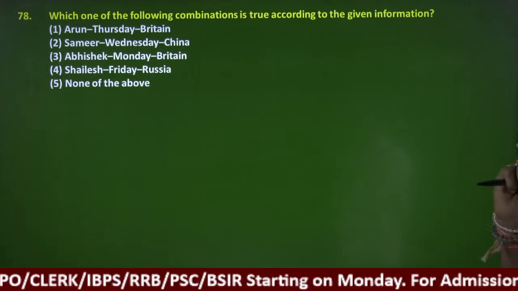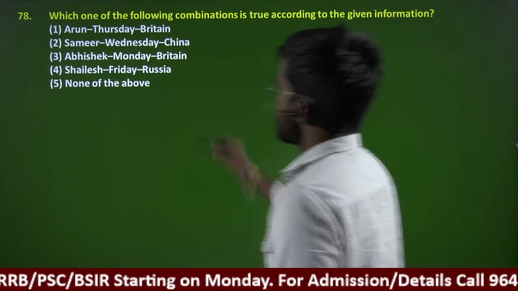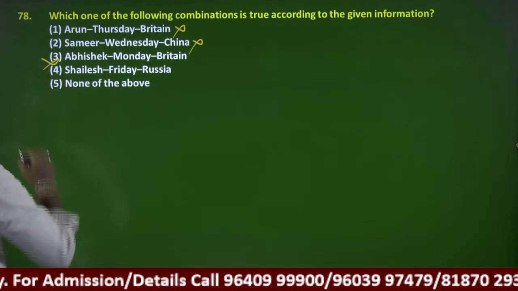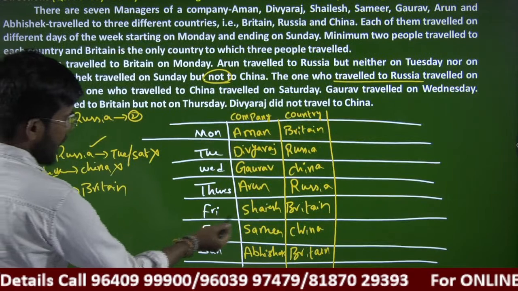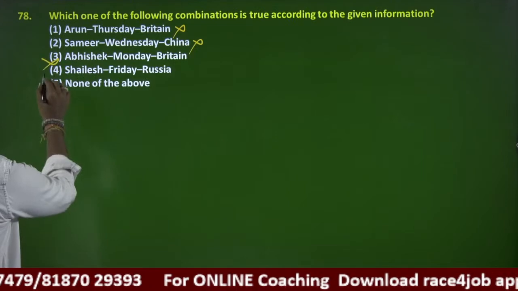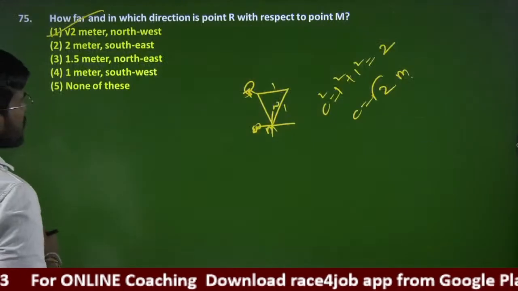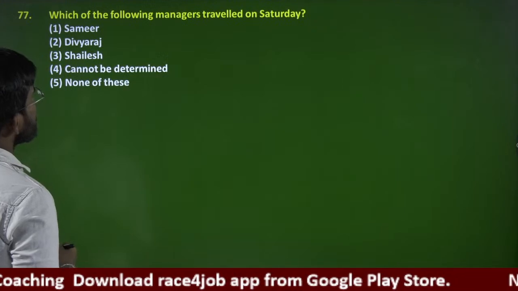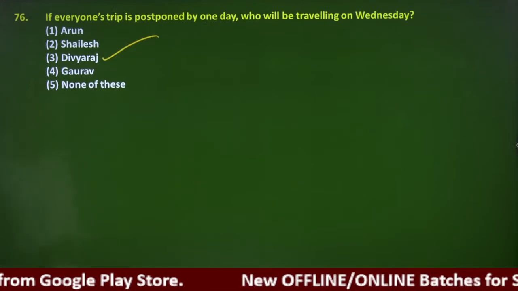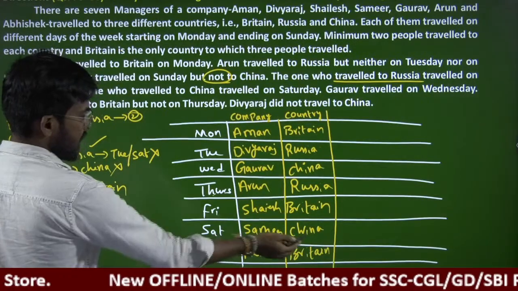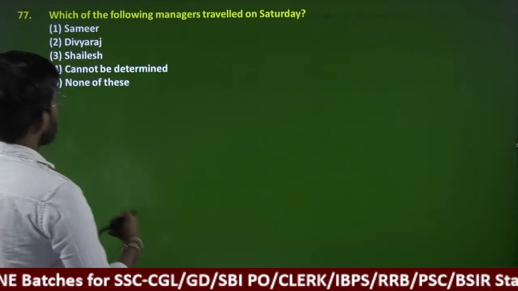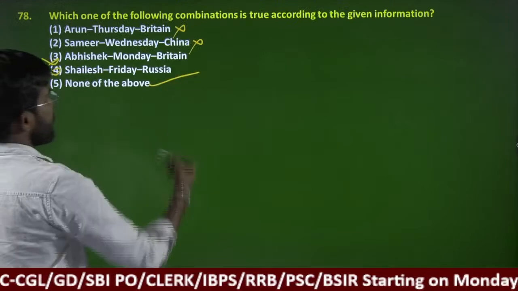Which one of the following combinations is true? Arun Thursday Britain? No. First one is wrong, Arun Thursday Russia travels. Samir Wednesday China is wrong, because it is Saturday. Next, Abhishek Monday Britain. Abhishek is Sunday, so wrong. Shailesh Friday Britain is correct, not Russia. So none of the above is your answer.